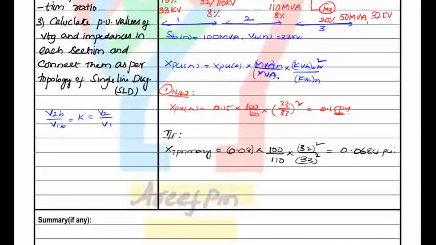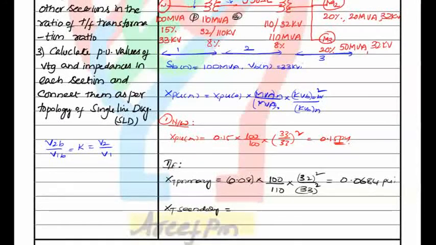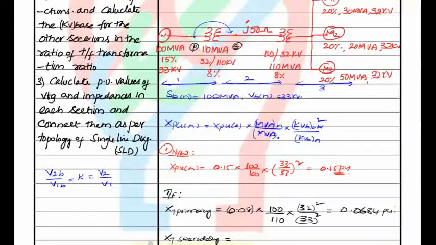Suppose I go for XT secondary. Here the voltage levels are changing in the given problem. The primary is 32 but the secondary is 110 kV. So based on this formula we are going to find the V2 base value. I want V2B here. What is V2B? V2B is equal to, what is the primary side base voltage?